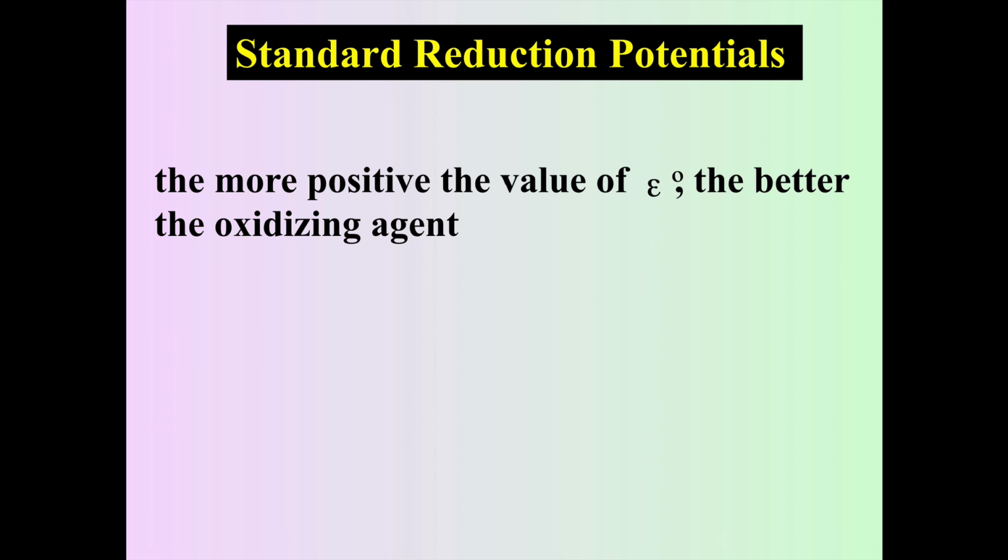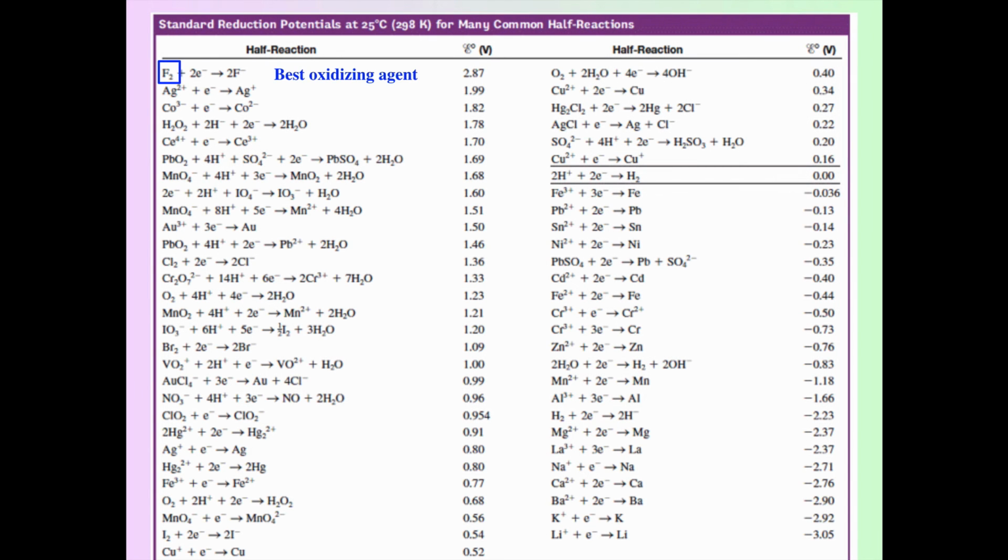The more positive the value for the potential, the better the oxidizing agent. Right. So the best oxidizing agent on this chart is fluorine gas. The worst would be lithium plus. So therefore, the best reducing agent would be lithium metal. So if I want a big voltage, get a really good taker with a really good giver, and this will give me a large voltage at standard conditions.